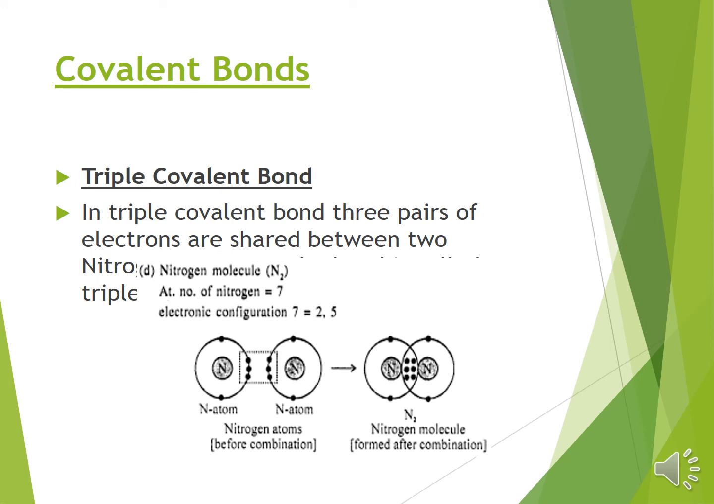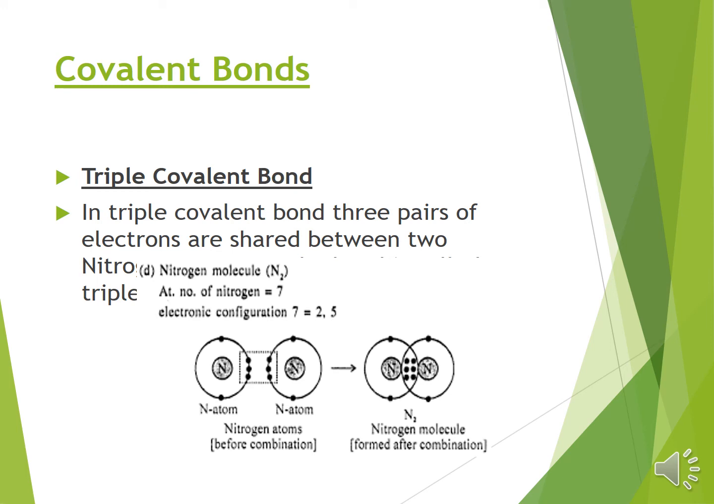Next one is triple covalent bond. It is formed by sharing of 3 pairs of electrons. For this we will consider the example of nitrogen molecule. Atomic number of nitrogen is 7. Electronic configuration is 2, 5. It requires 3 electrons to complete its octet or stable gas configuration.